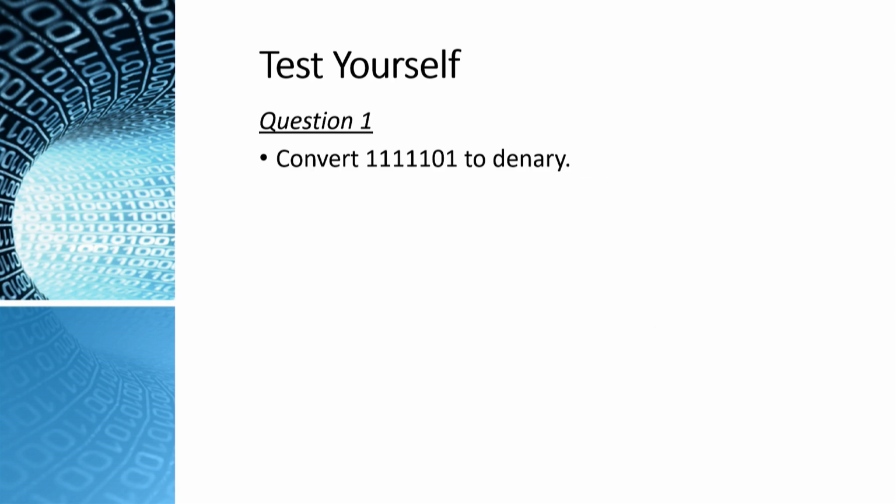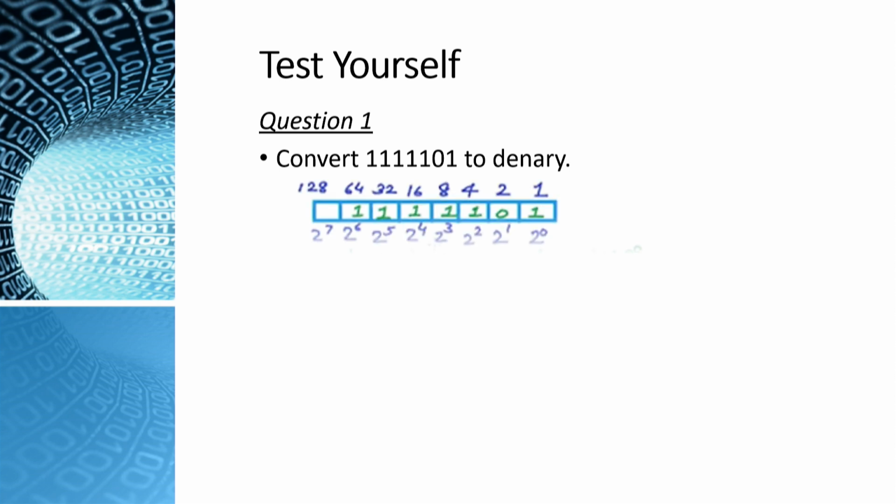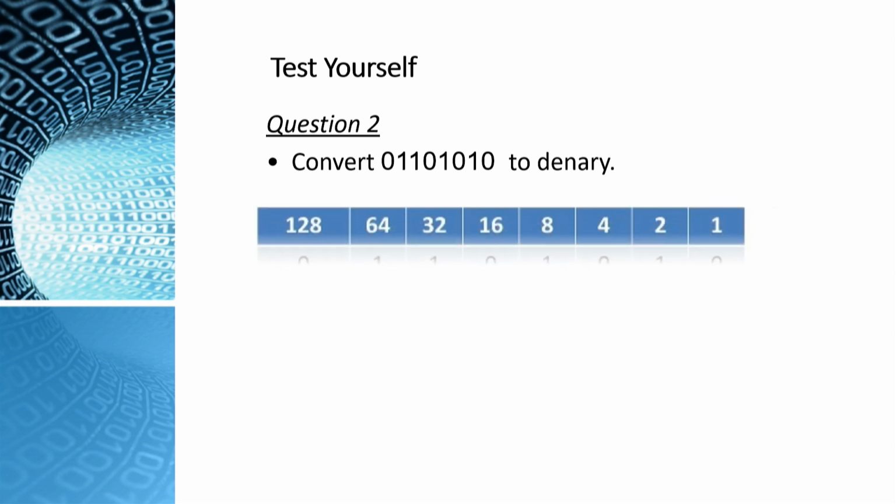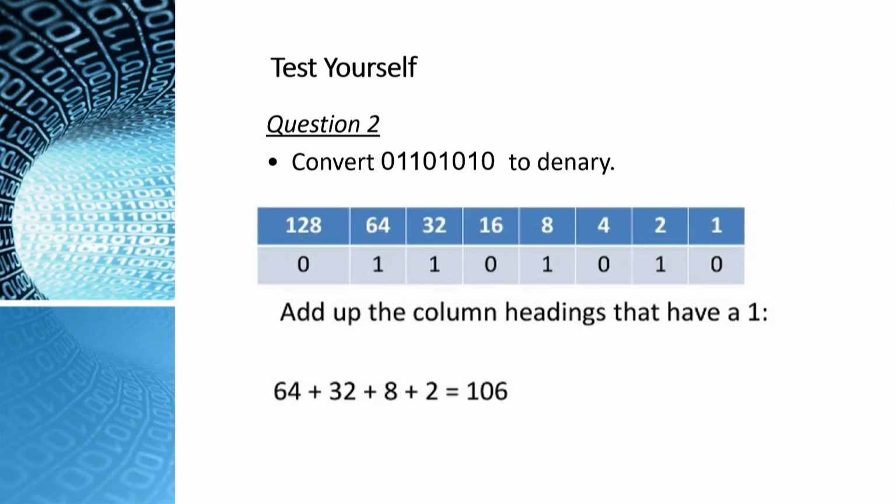Let's see if you have understood. Question number 1. Convert 1111101 to denary. It becomes 125 in denary. Question number 2. Convert 01101010 to denary. It becomes 106.